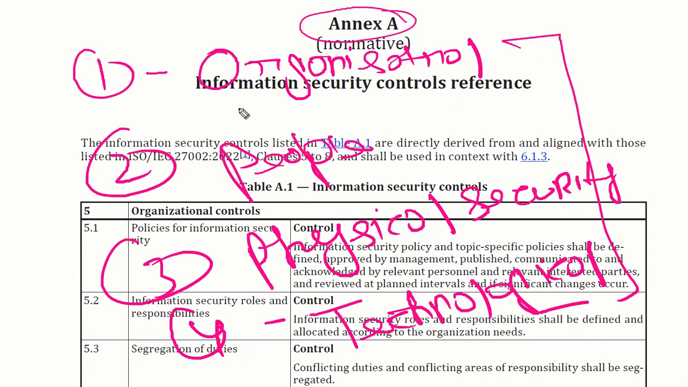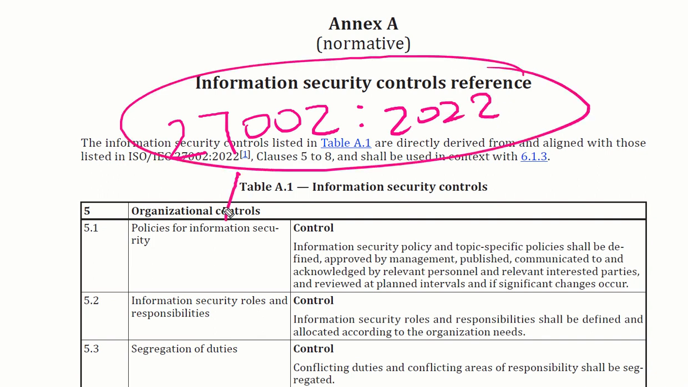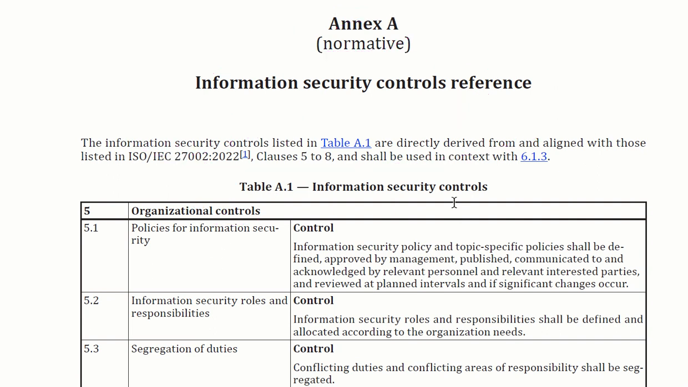What are the major controls in Annex A? I have created a separate video on that as part of ISO 27002. I will give the link in the description. If you want to learn about the major changes that have been made in ISO 27002 and the Annex A part, you can refer to that video also. So these are the major changes that have been introduced.